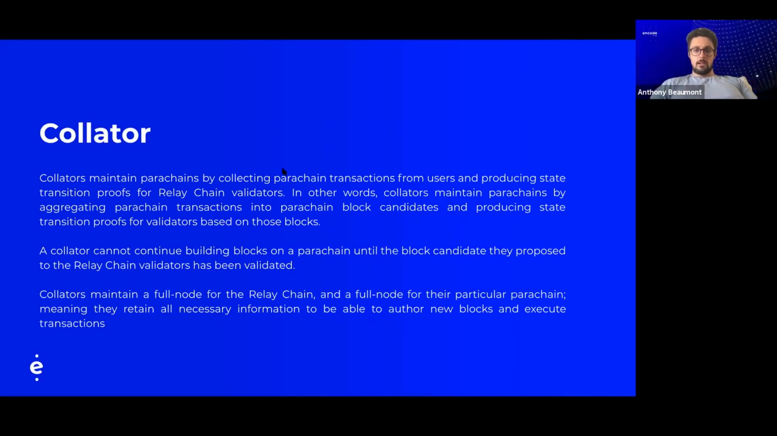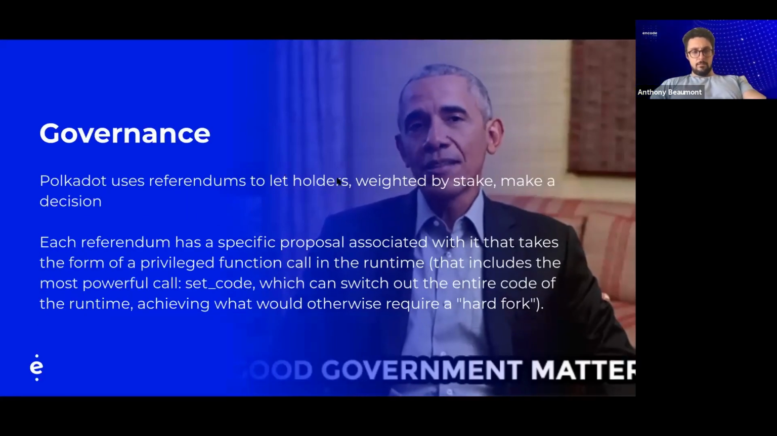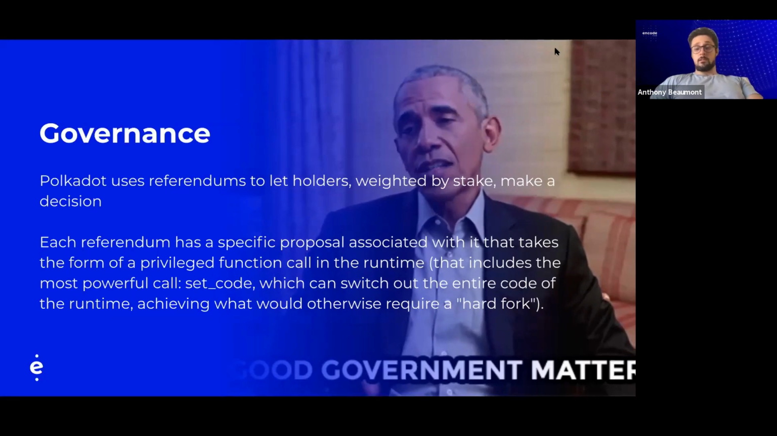Cool. Julian is dropping some stats in the old Zoom. Okay, cool. So we'll come on. We're going to go through Polkadot.js in a bit, but I've got a few more general slides I want to go through to show some cool stuff.